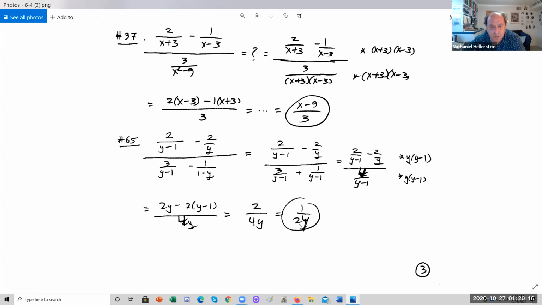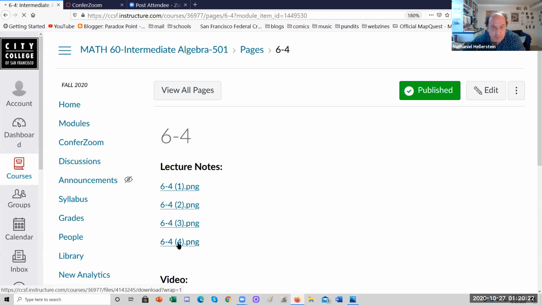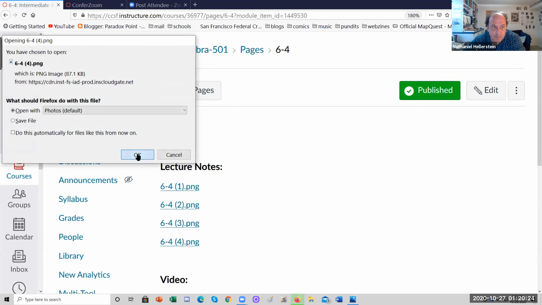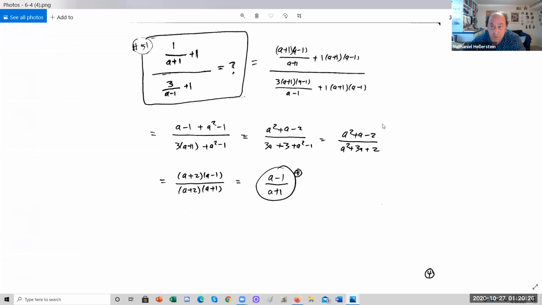It seems a relatively simple answer after this complicated beginning. A lot of these problems are in fact like that. They start out looking complicated, but it's, well, for example, this. 1 over a plus 1, that plus 1, all that over 3 over a minus 1 plus 1.